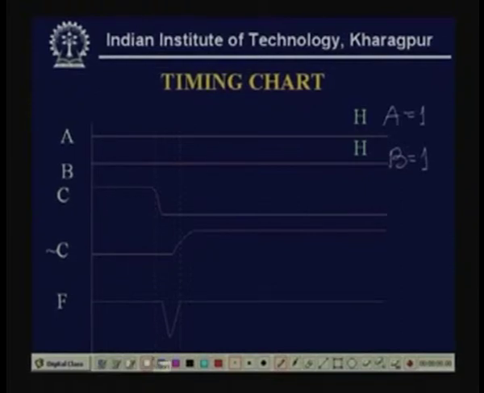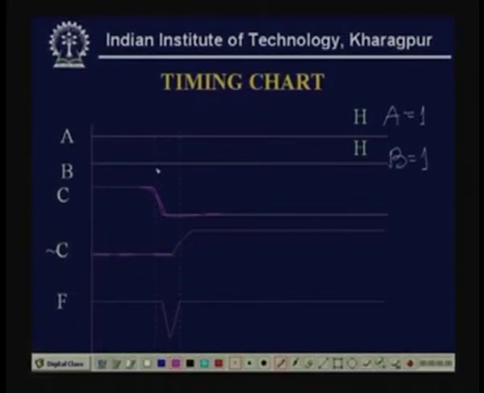Now, here C is taking some value, say C is falling. Now, because of the delay of the inverter, immediately C dash will not be available or C dash will not be computed. C dash will be available after some time, say it takes this time.